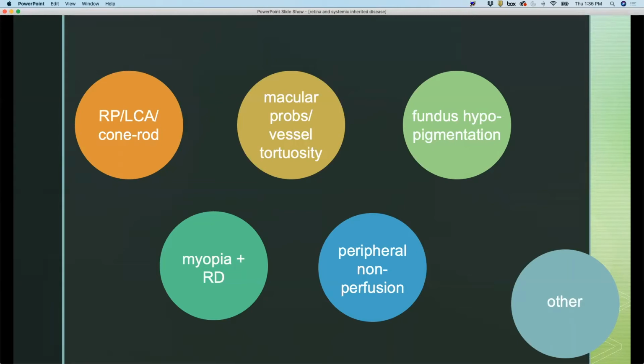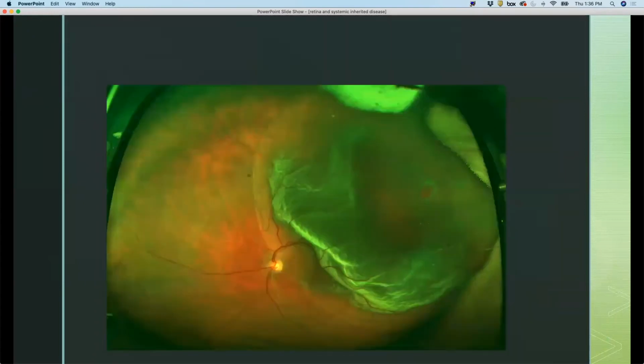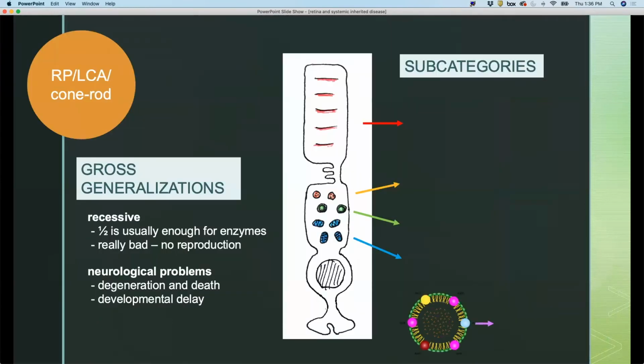Then we're kind of gonna split them up further. I think there's a lot of different ways to group them together, and probably the more different ways you can associate things, the better you'll remember them. So the first that we're going to cover is the things that look like retinitis pigmentosa or Leber's congenital amaurosis or cone rod dystrophy. So that's peripheral bone spicules, constricted fields, or a bullseye type of maculopathy.